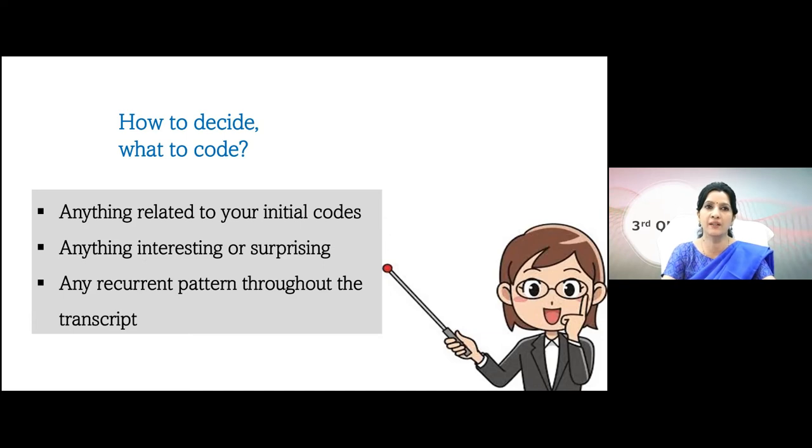So how to decide what to code? Anything which is related to your research question, which surprises you, or is an aha moment for you, which attracts you, which puts your mood off, or any recurrent pattern through the transcript. Whichever you are reading and you think should be coded, there is no criteria. Whatever the researcher wants to code, he or she can code.